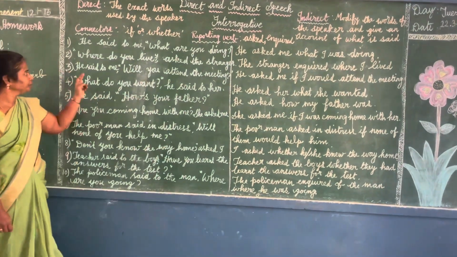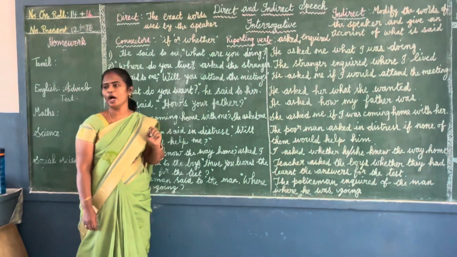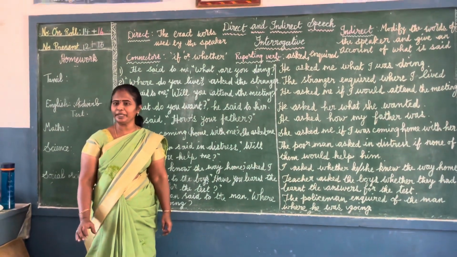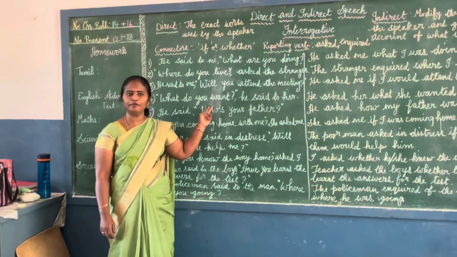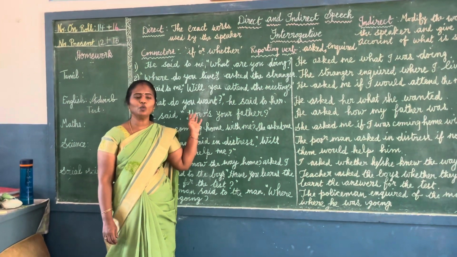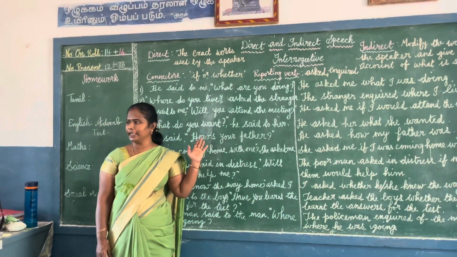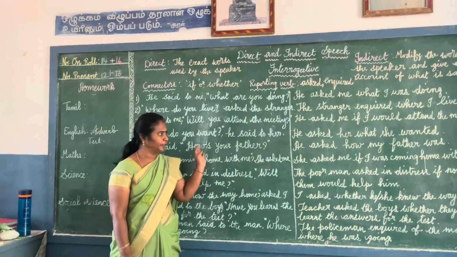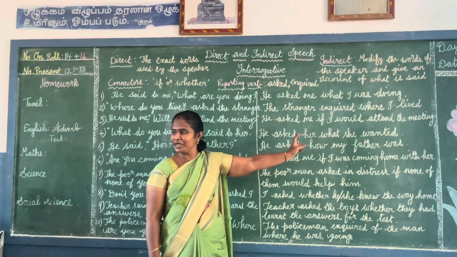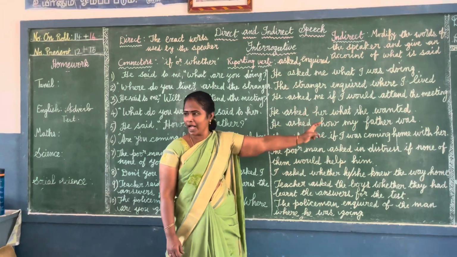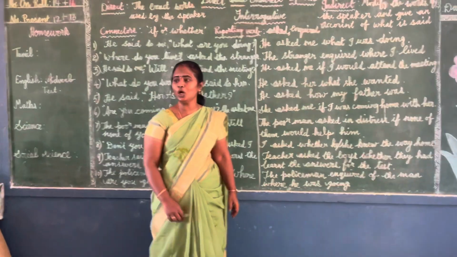Okay. Third one. He said to me, "Will you attend the meeting?" So will you attend the meeting is a yes or no type question. It started with the auxiliary verb will. Okay. So what connector do we have to add? If or whether. So he asked me if. Because here also me. So me is actually I. Okay, so he asked me if I would, with will changed into would.